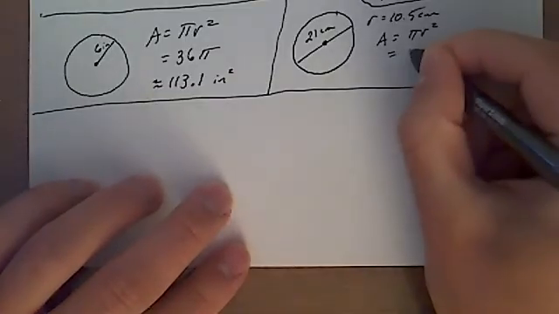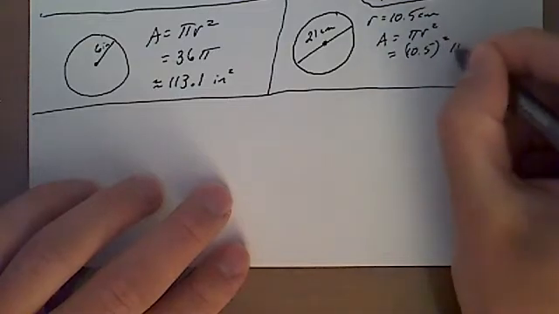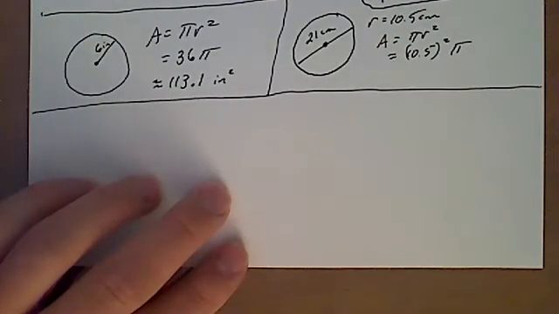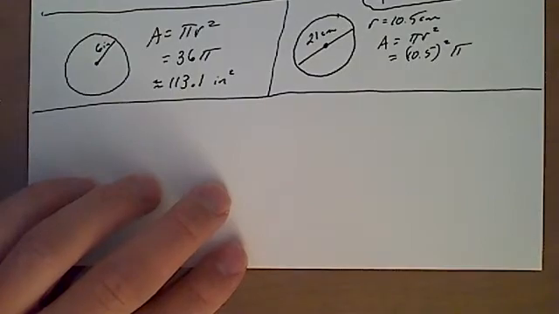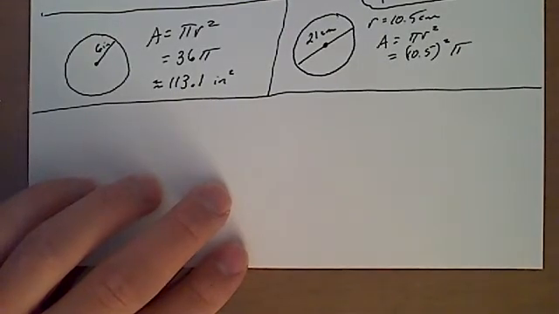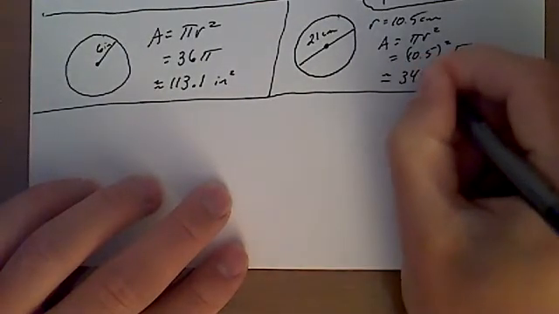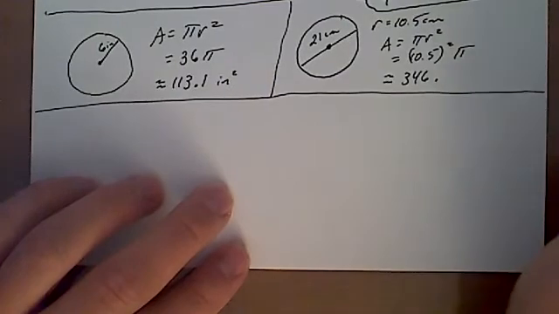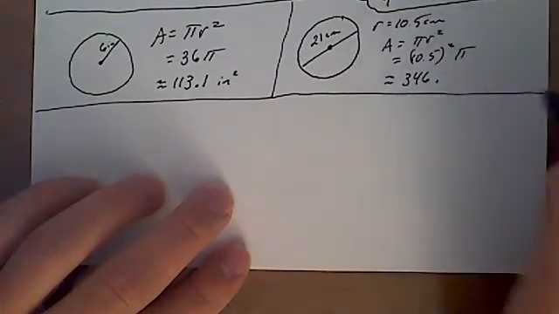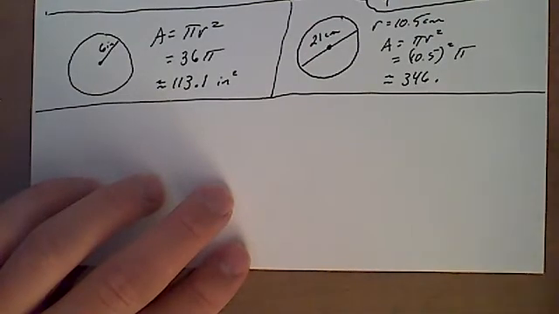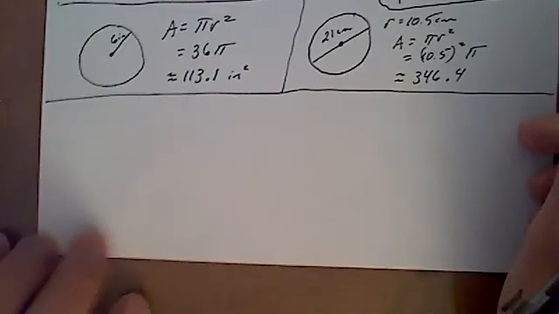That is 10.5 squared times pi. And that is about 346.36. Since it's 0.3 and then a 6, the 6 rounds the 3 up to a 4. Right, when we're going to the nearest 10th.